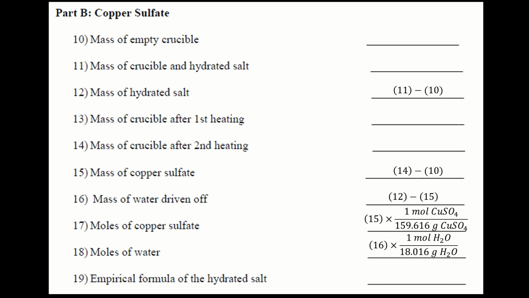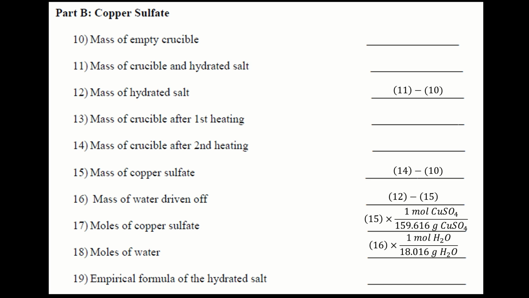For line 16, the mass of water driven off, that will simply be your recorded values in line 12 minus line 15. And then for the moles of copper sulfate, taking 1 copper plus 1 sulfur plus 4 oxygens, its molar mass will be 159.616 grams of copper sulfate per mole of copper sulfate. Simply take the reciprocal of that and multiply it by the value you record on line 15. That will give you moles of copper sulfate.